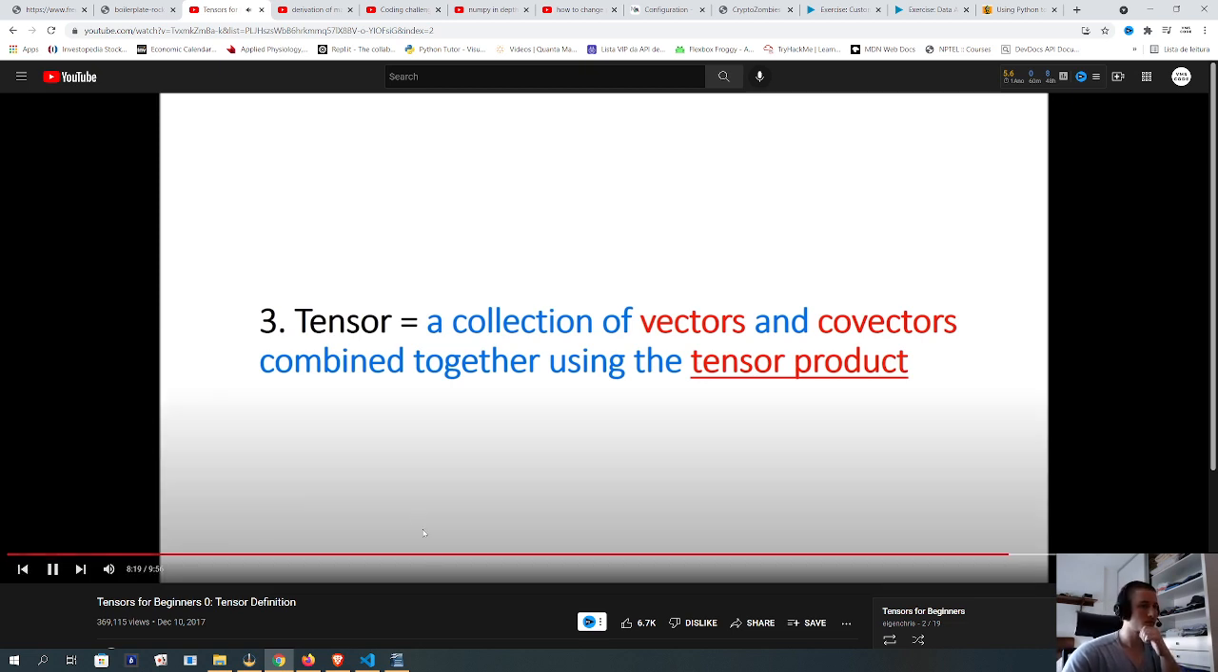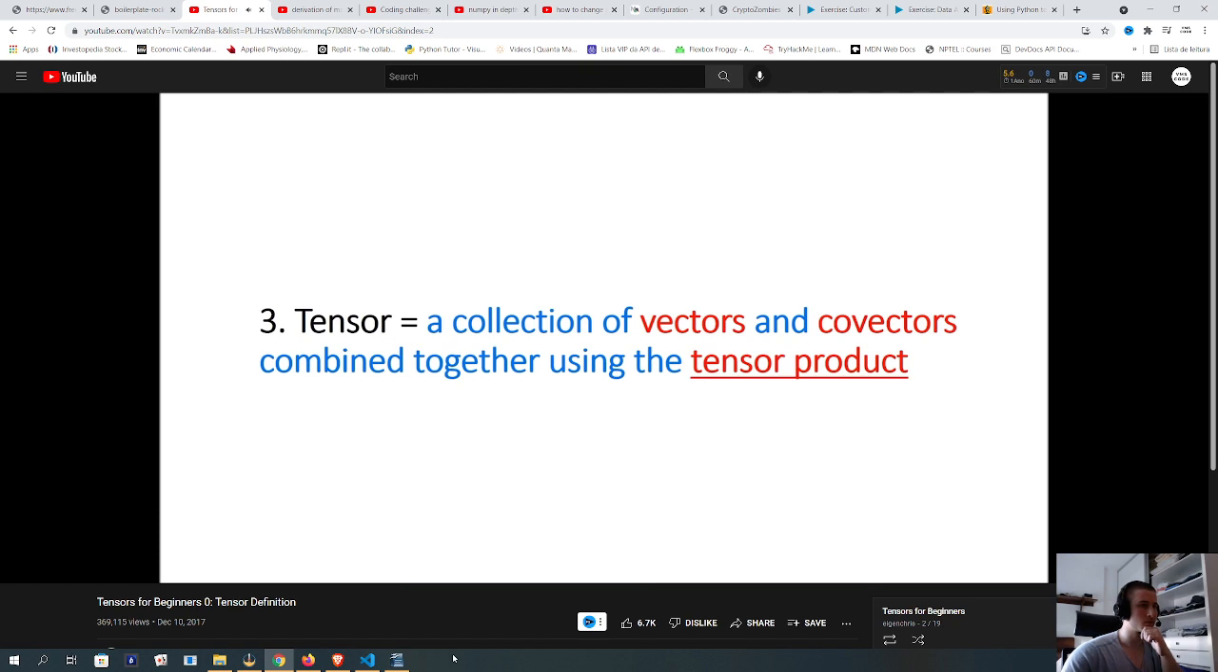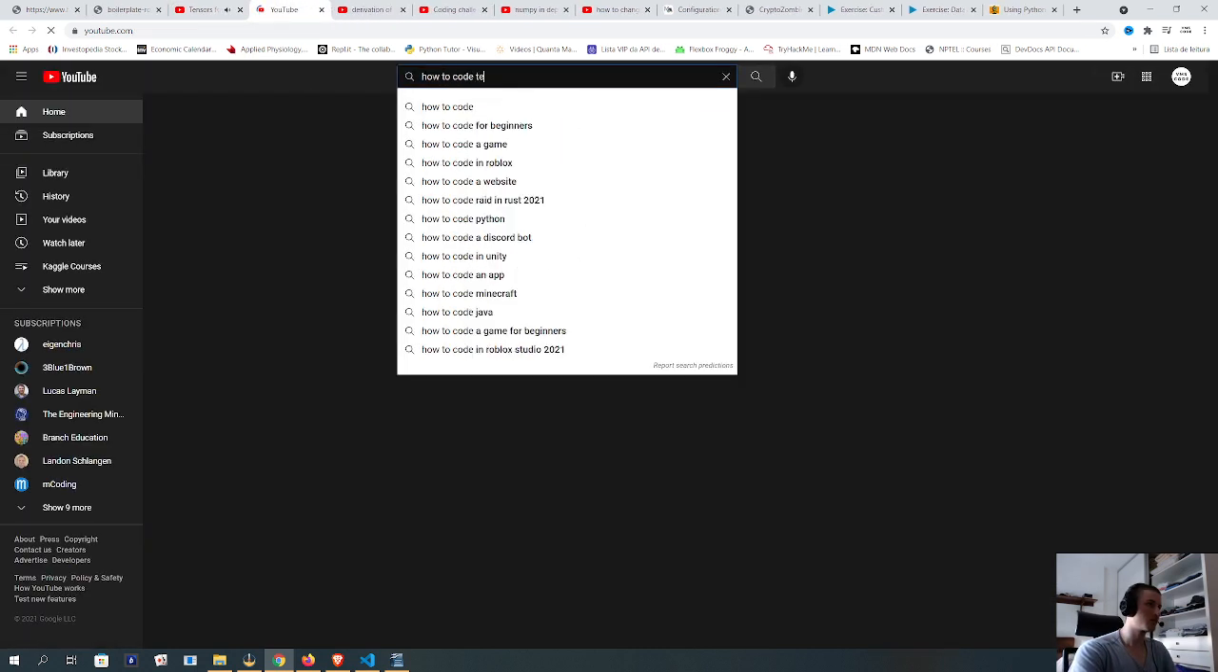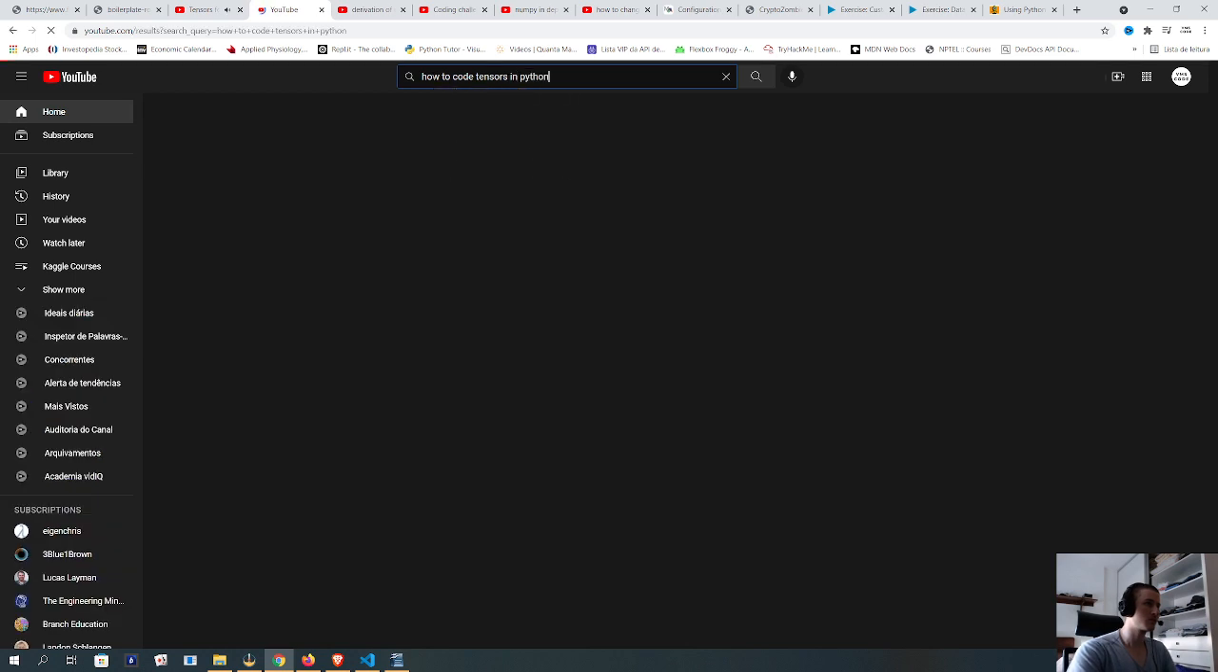There's just one problem. If you've never studied tensors before, you may have heard of vectors, but you've probably never heard of a covector, and you've probably never heard of the tensor product. So the downside of this definition is that we need to put in a little bit of work before we can even understand what it means. But once we understand what all these things mean, it's actually a really simple definition. Tensors are just vectors and covectors combined together in different ways using this thing called the tensor product.